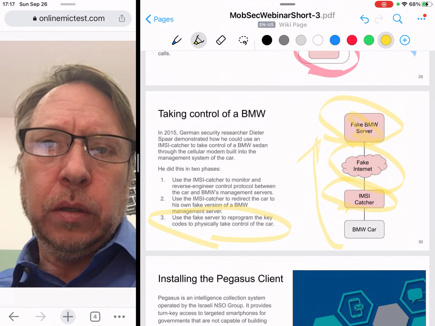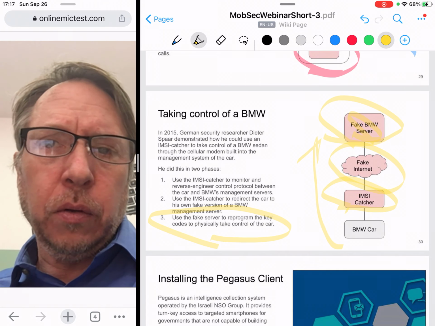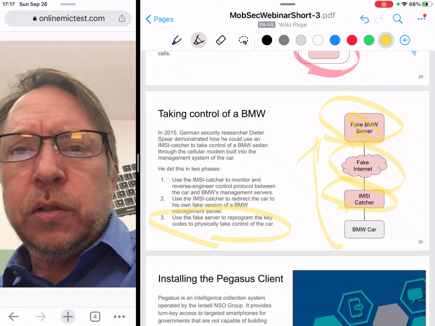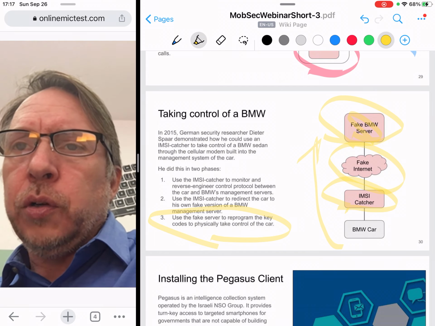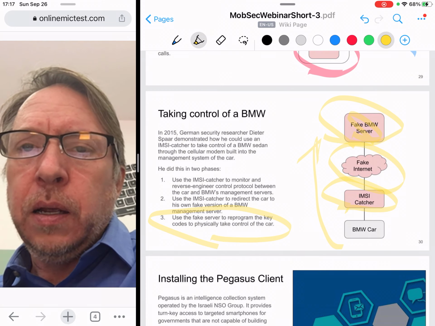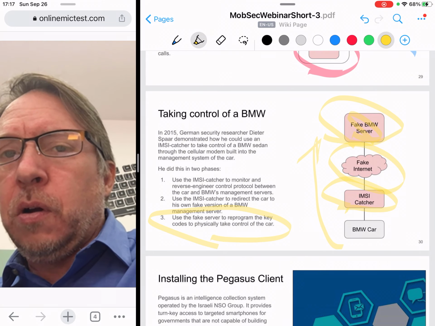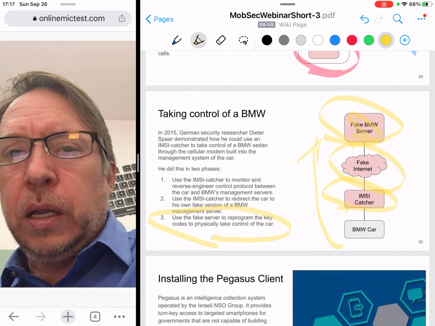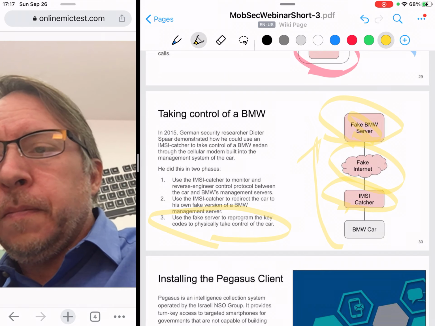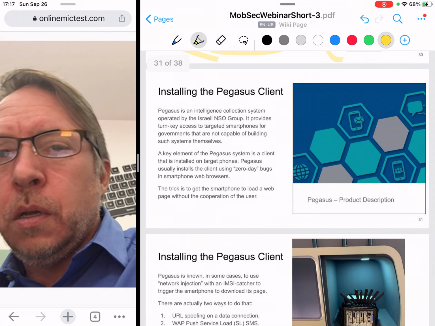This seems sort of an esoteric kind of thing, but I've also read news reports that there are about 6,000 cars that are stolen in the UK every year using similar techniques. Next up, slide 31, Pegasus.